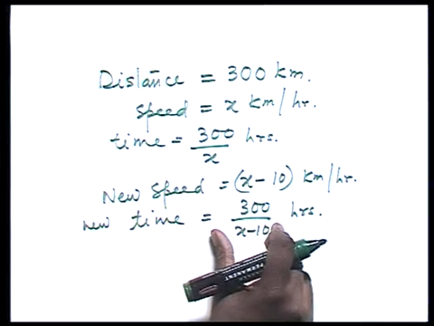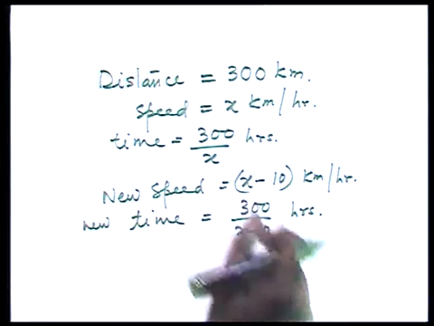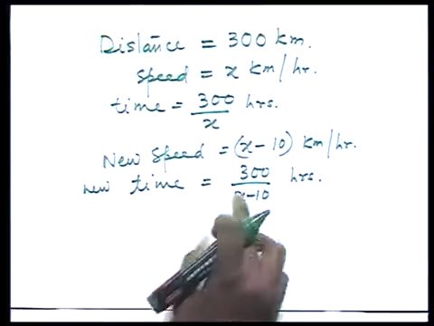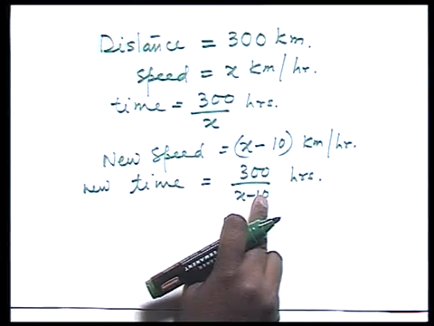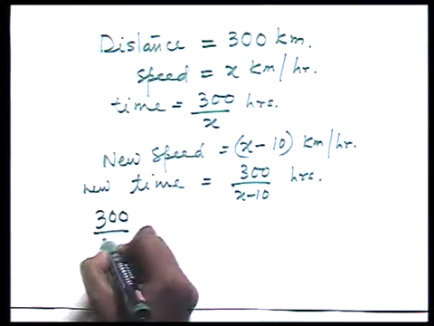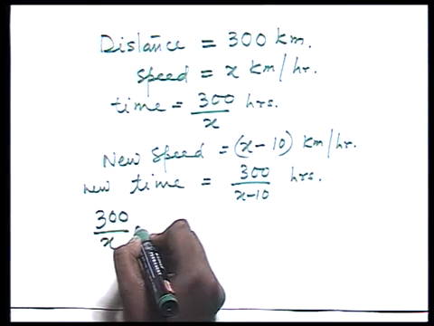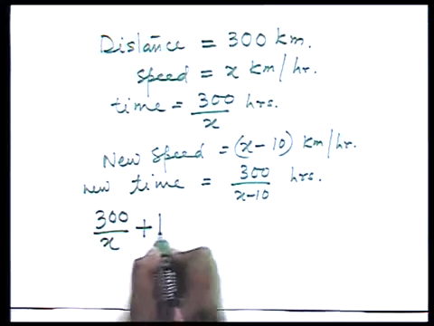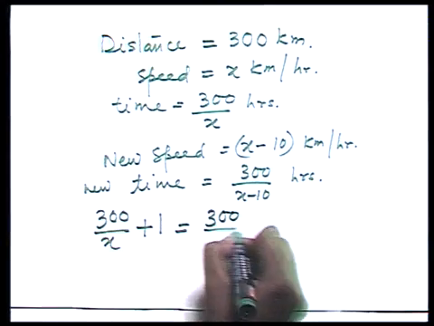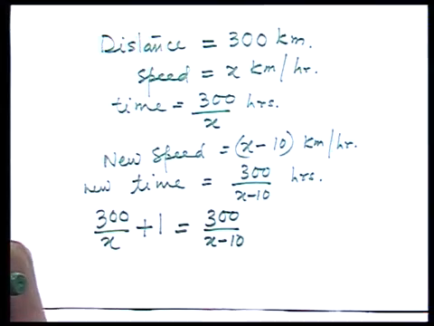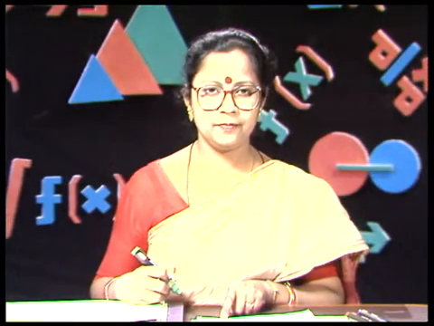But according to the question, the time taken in this case is 1 hour longer than the time taken in the previous case. Now, in order to make these two timings equal, what do we do? We will write this equation as 300 upon x, but since this is 1 hour less, so we add 1 in order to equate it to the time taken by the train when its speed is decreased by 10 kilometers per hour. So, now this is our equation.